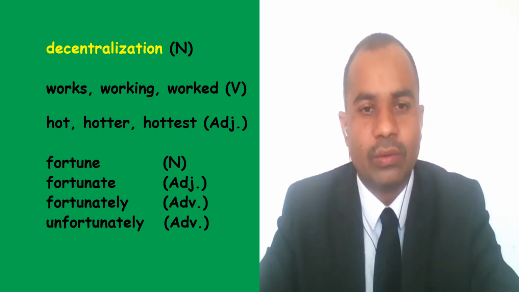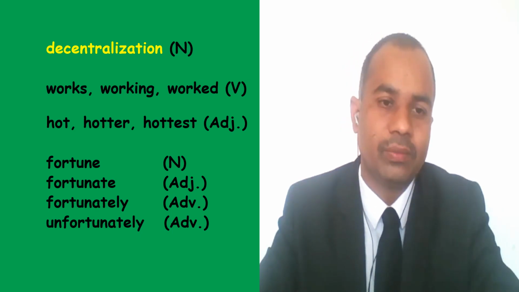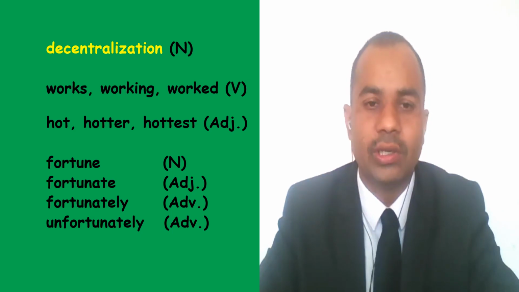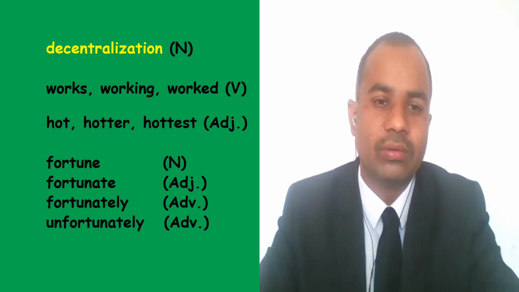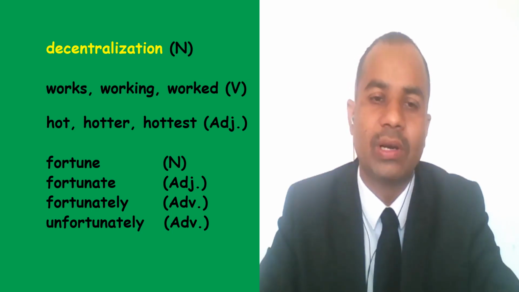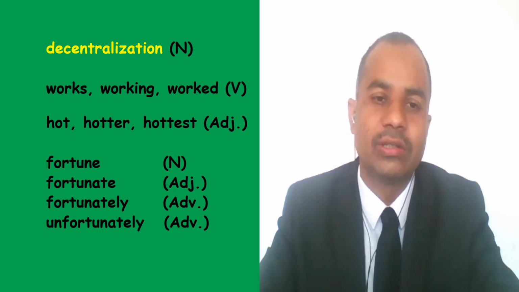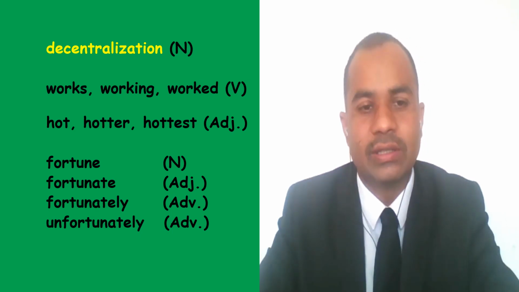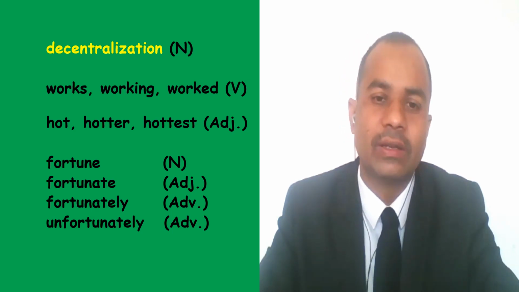Then next, we have done with noun, then verb, then we see the adjective. For example, we have hot, hotter, and hottest. In this we have used er for the comparative degree, and est for the superlative degree, so you increase the intensity of the thing, and these are adjectives, and you can use them.